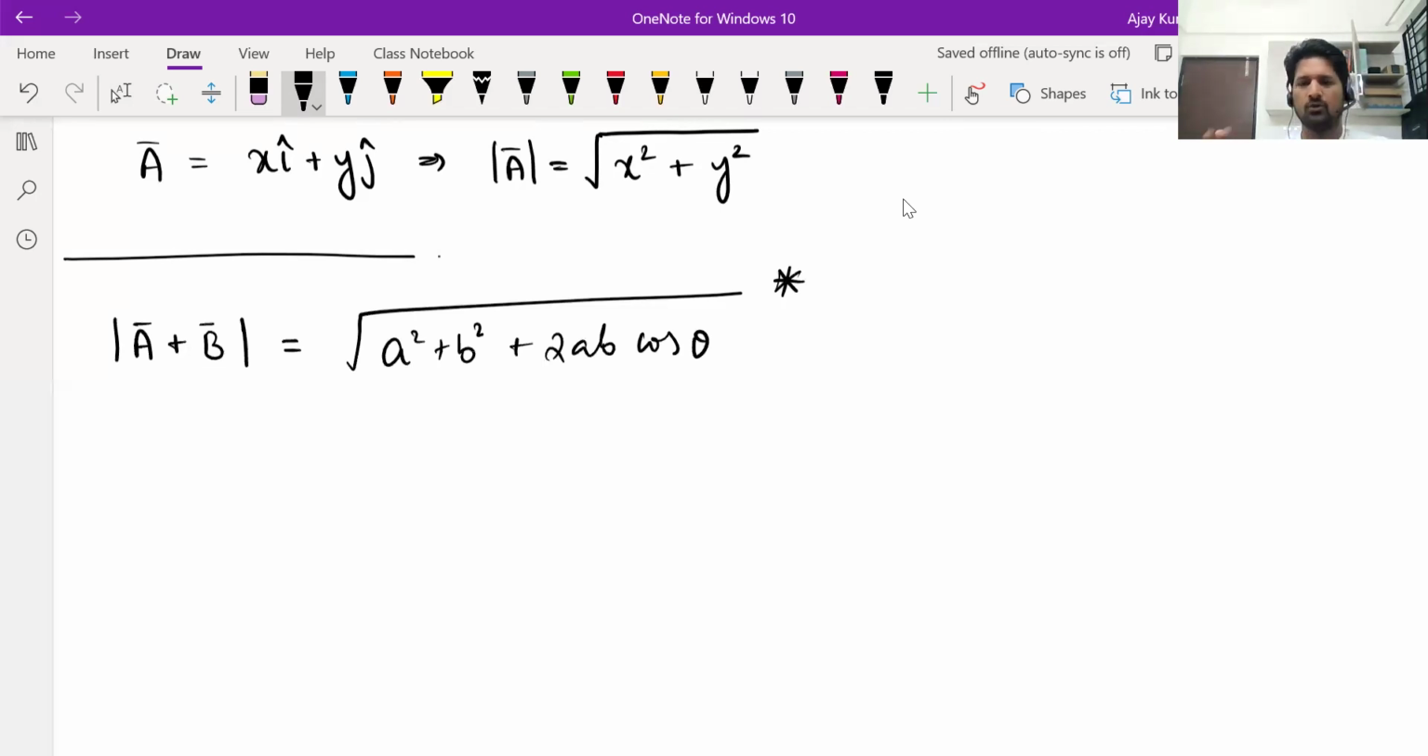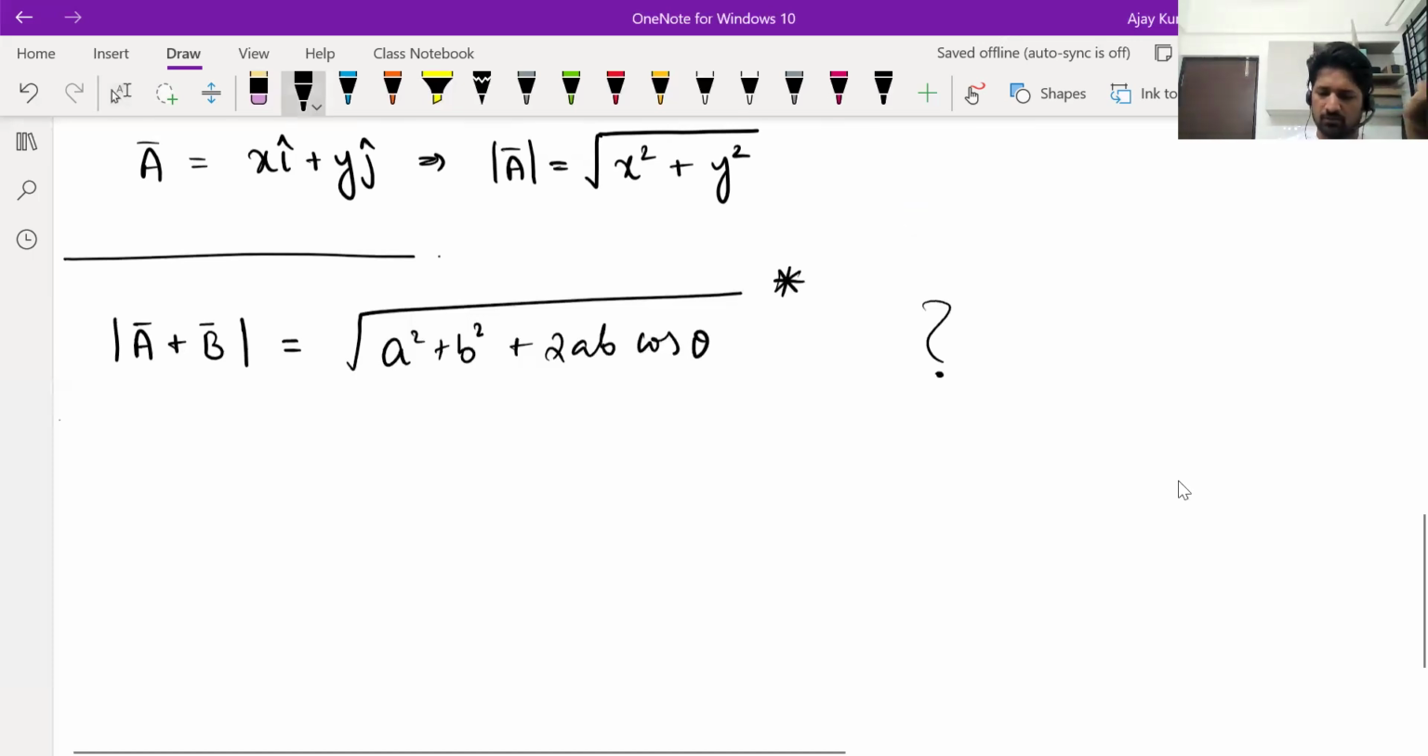Now, if there are only two vectors whose resultant you need to find, you can use this. But what if there are more than two vectors? Can this be used? Definitely not. This formula involves magnitudes of two vectors and the angle between them. If there are more than two vectors, you cannot use this.